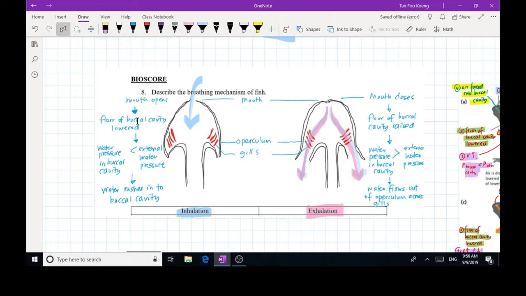So the floor of the buccal cavity is lowered, causing the volume in the buccal cavity to increase, and as a result the water pressure here will be lower than the external water pressure. So water is forced into the buccal cavity.